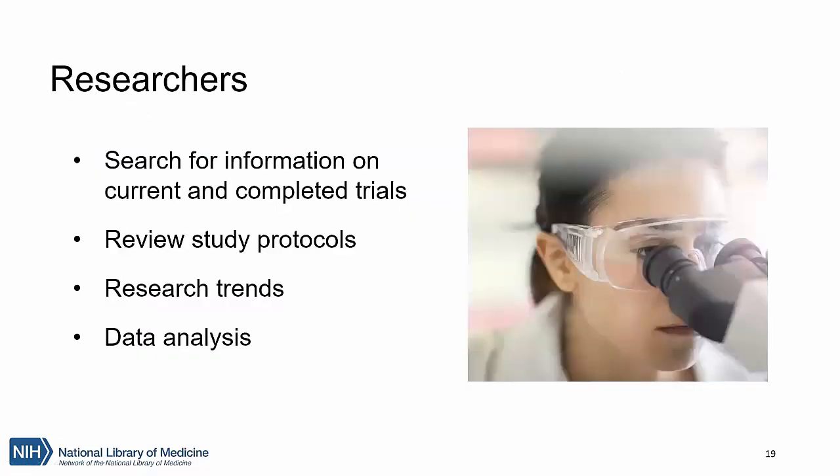So researchers, we're going to go back to our third group of users now. Researchers use ClinicalTrials.gov to search for information on current and completed clinical trials that may not be published. They may review individual study protocols, locate data that reveals trends in clinical research, and they can download study record data for analysis. And the exercise that we're going to do later will get you thinking about different ways that you can potentially support research teams at your institution.